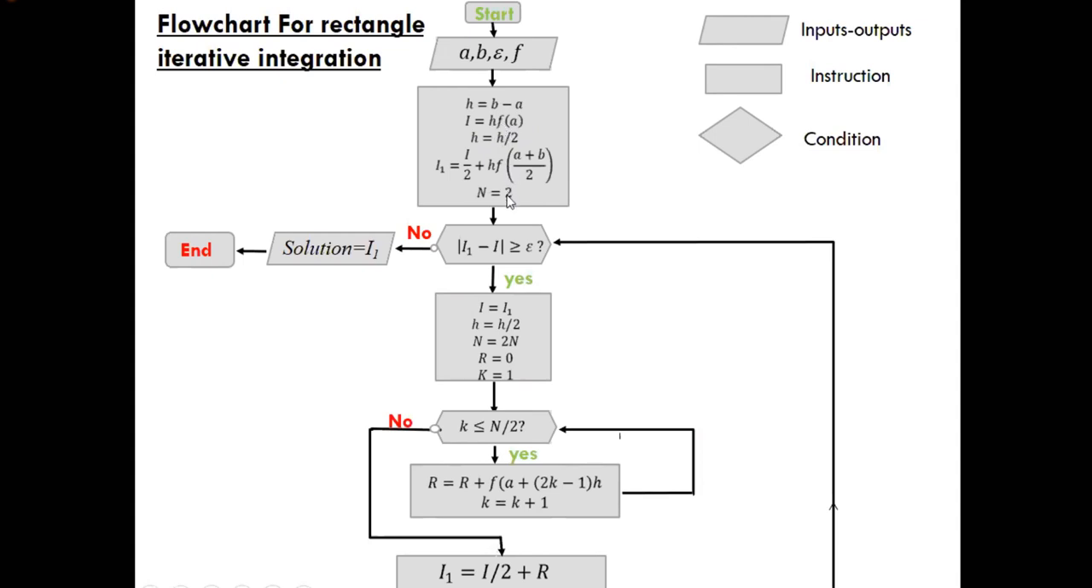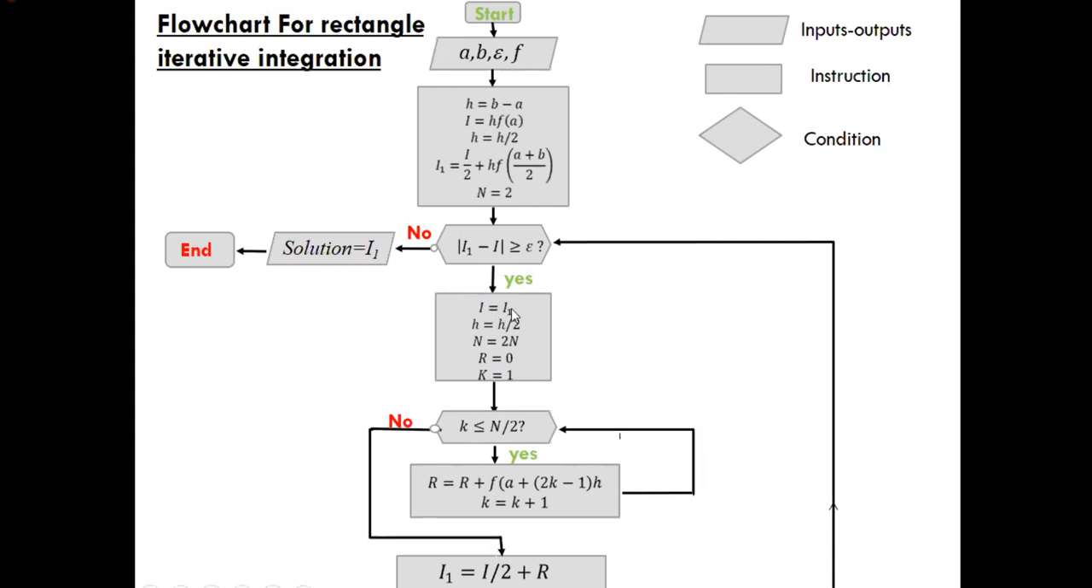Now I will repeat this. I will multiply the number of subintervals by 2 until I1 minus I is inferior to epsilon. When it is superior to epsilon, it continues, dividing the interval by 2 and calculating using the previous integral over 2 and summing over the odd terms. So this is a while loop. While I1 minus I is superior to epsilon, you enter the loop.